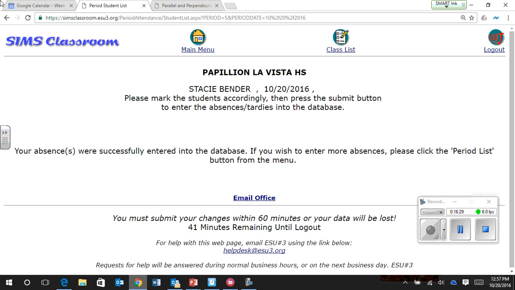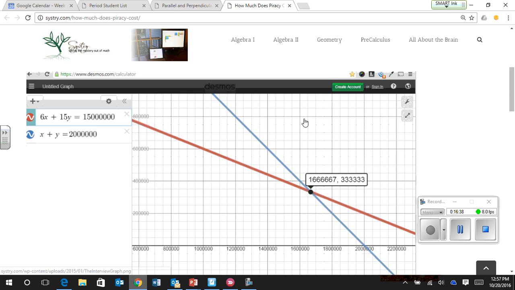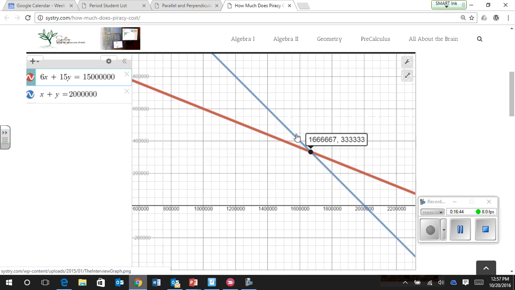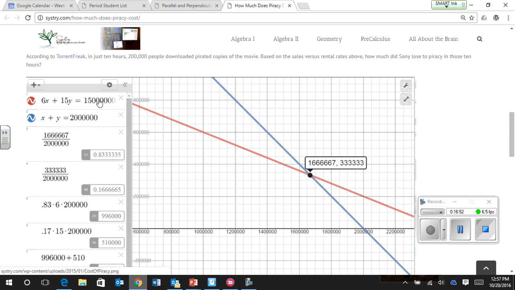Get to the right screen here. And I must have closed my link. So here is our answer, which we found, right? Okay, rentals versus sales. And it turns out that according to Torrent Freak, in just 10 hours, 200,000 people downloaded a pirated copy of the movie. They obviously wanted enough to break the law and download it. And based on the sales versus rental rates, how much did Sony lose to piracy in those 10 hours?